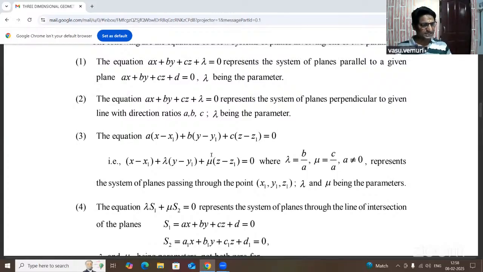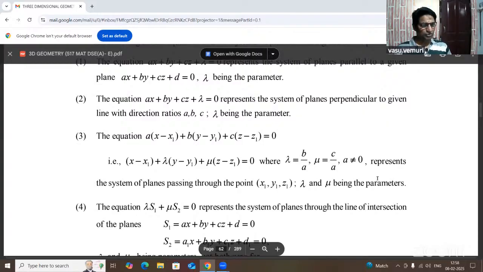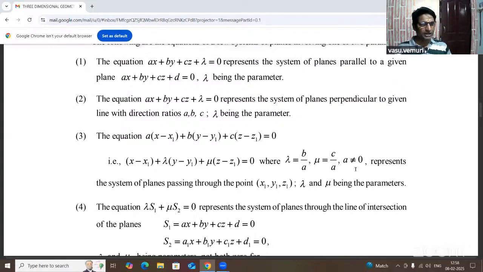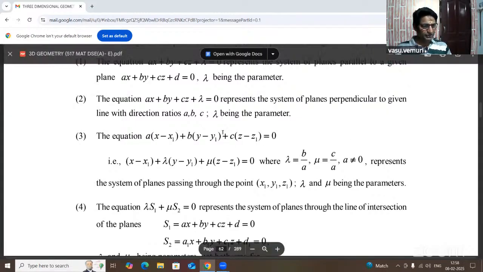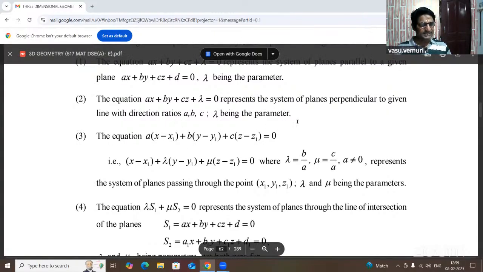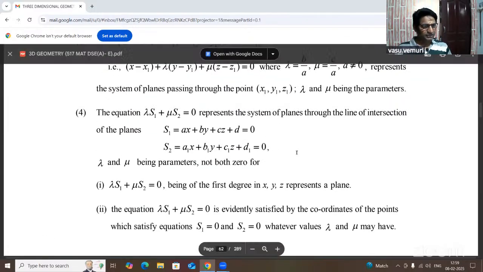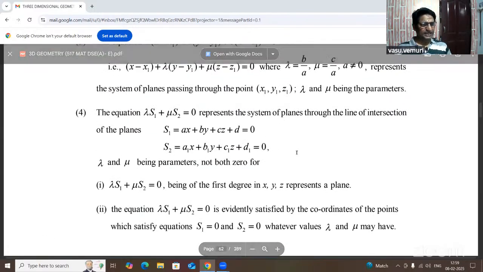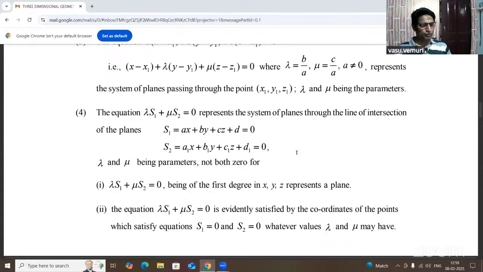It represents the system of planes passing through the point x1, y1, z1. So lambda and mu are both parameters, and according to this, the lambda value is b by a. Comparing it, both equations are parallel. So we get the value b by a, and the mu value is c by a. There are different planes. Lambda S1 plus mu S2 equal to 0. Both represent the system of planes through the line of intersection of the planes.